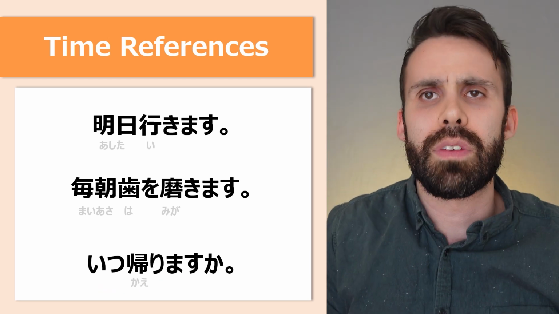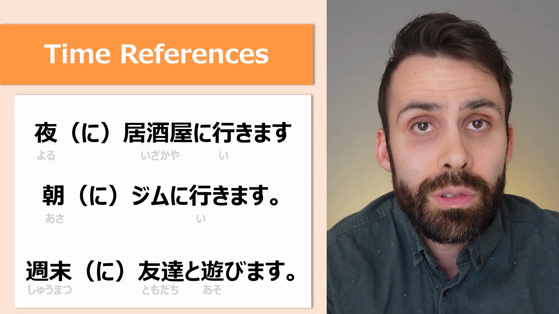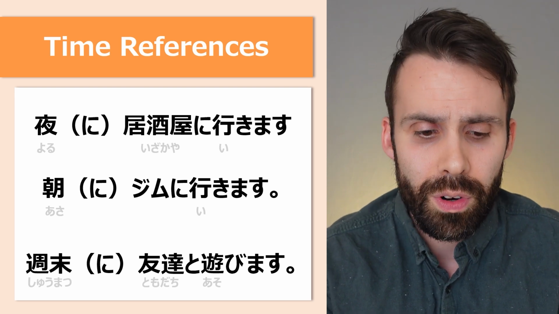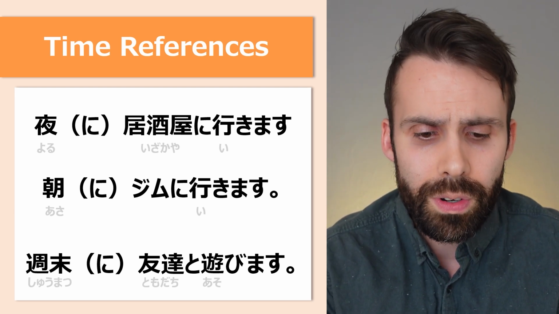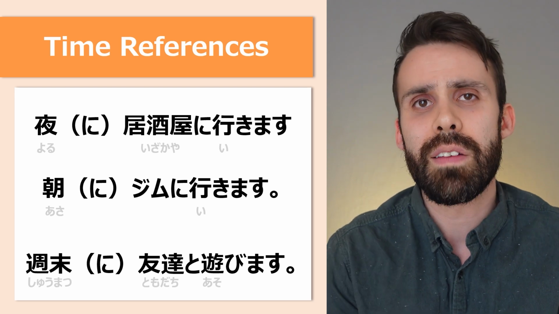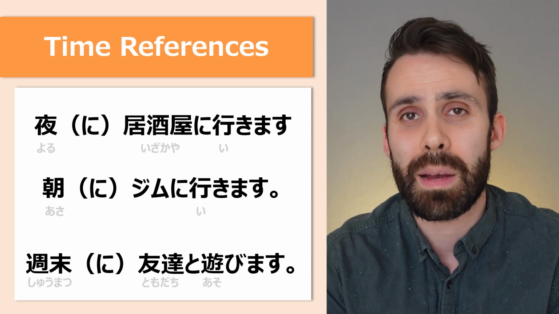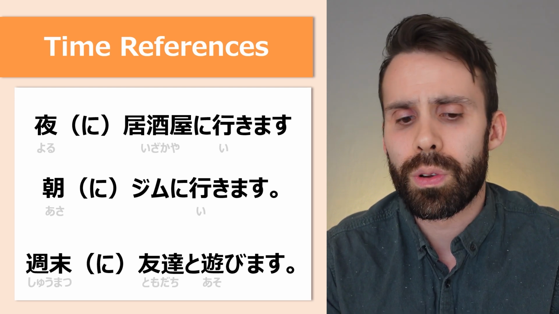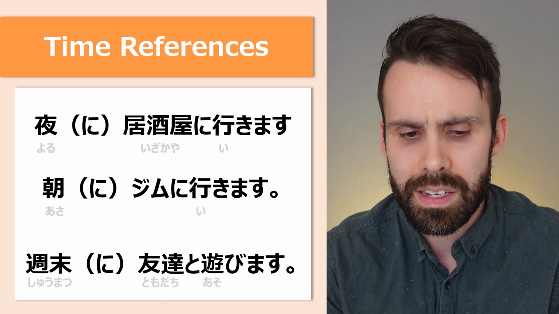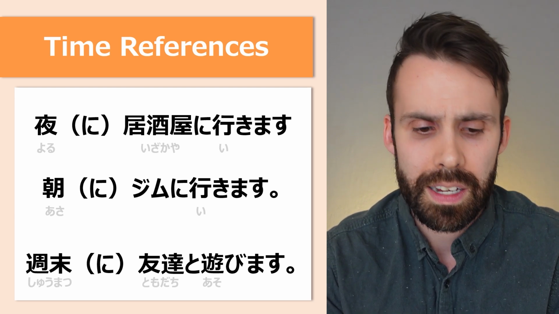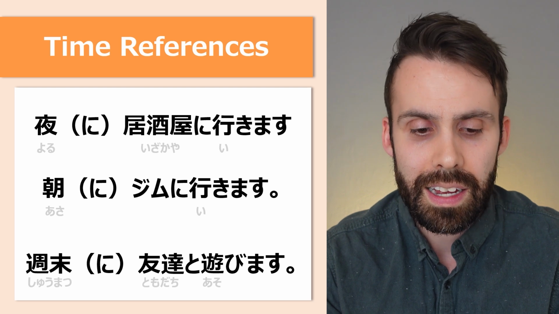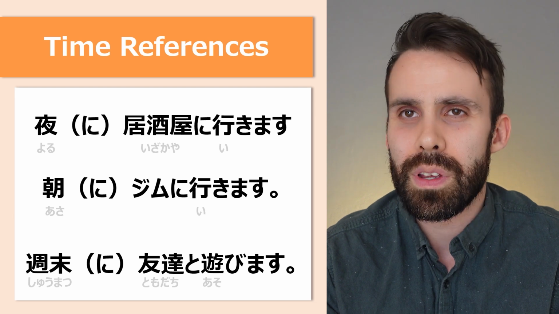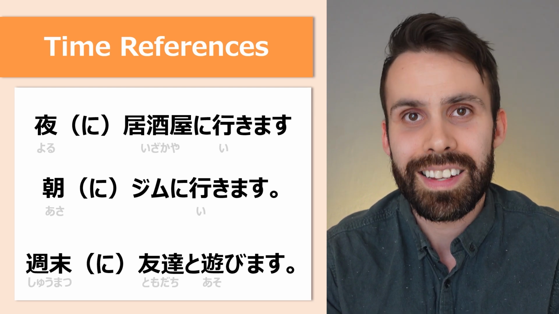And then we have some time references where you are able to use ni, but it's basically a matter of preference. So for example, 夜, so evening. 夜に居酒屋に行きます. So in the evening, I go to an izakaya, also a Japanese pub in a way. You can either say yoru or yoru ni. So yoru ni izakaya ni ikimasu, or just yoru izakaya ni ikimasu. The same for morning, asa ni jimu ni ikimasu. So I go to the gym in the morning. Can either be asa jimu ni ikimasu or asa ni jimu ni ikimasu.